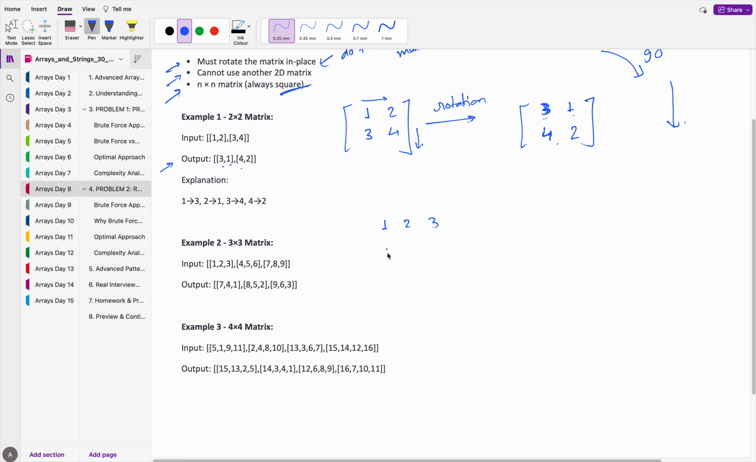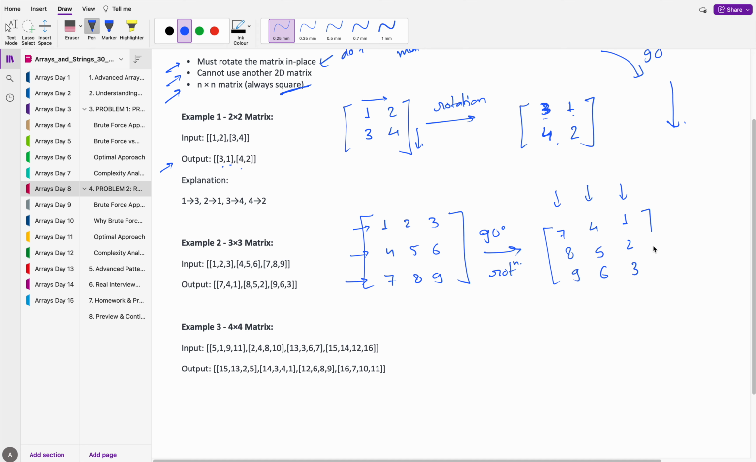1 2 3 4 5 6 7 8 and 9. After 90-degree rotation, it will look like 1 2 and 3: this row will come here. 4 5 and 6: this row will come here. 7 8 and 9. Let's see if we are correct or not. Answer is 7 4 and 1 in the first array, second array 8 5 and 2, 9 6 and 3. Exactly correct. So I hope you have understood the problem statement.